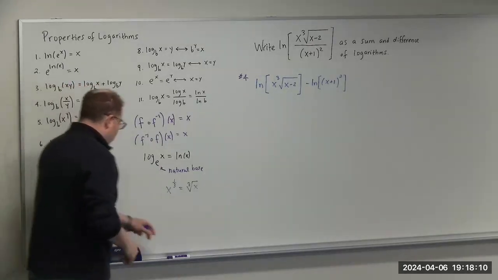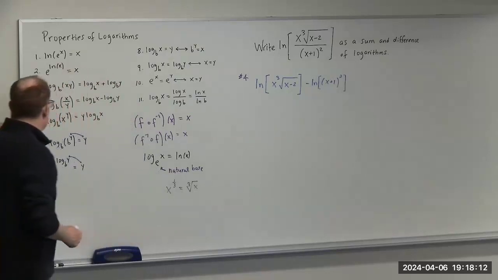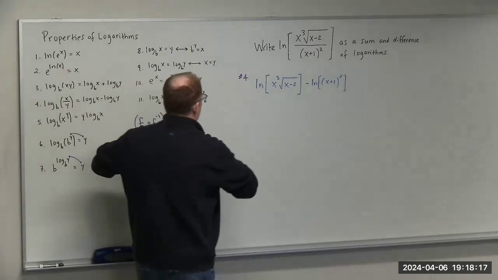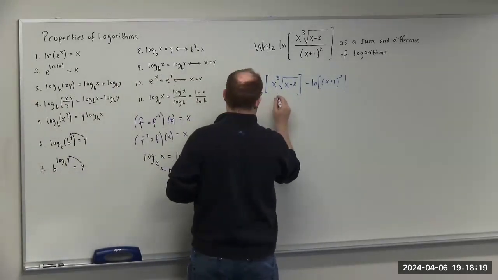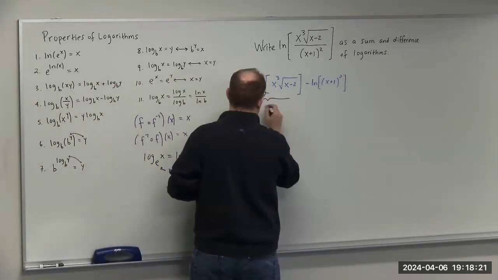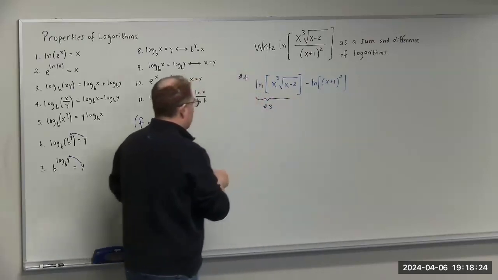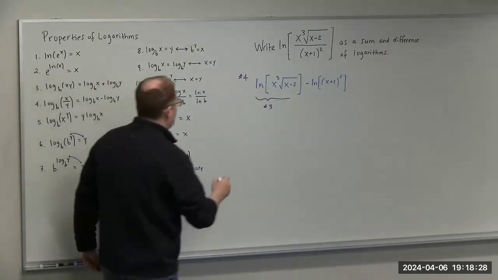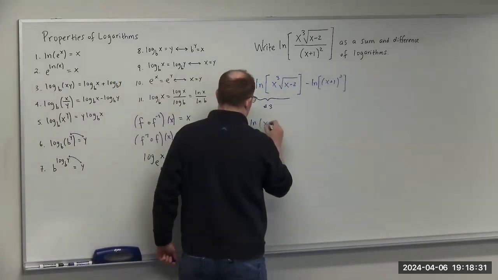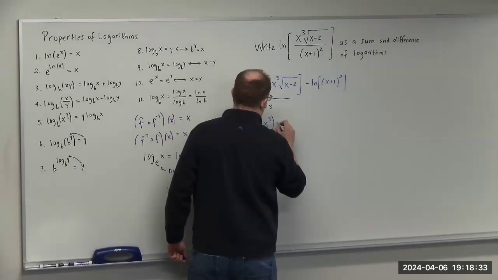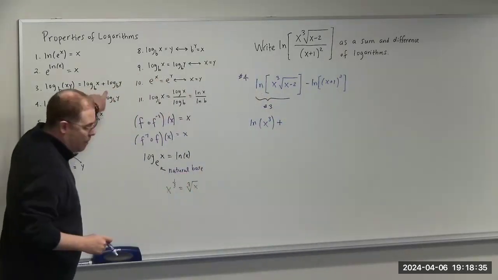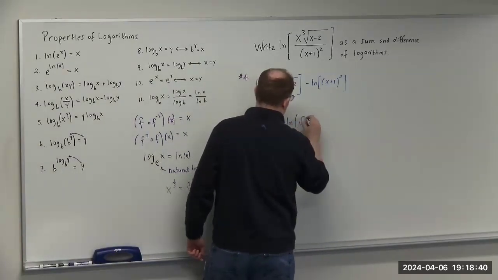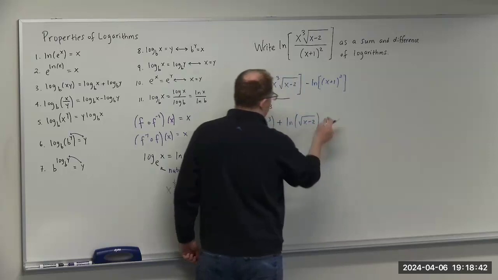Now we can apply the product rule, this one, for here. We have a product there, so we can expand that. This is going to give us natural log of x cubed, plus natural log of square root of x minus 2. And then we have this part.